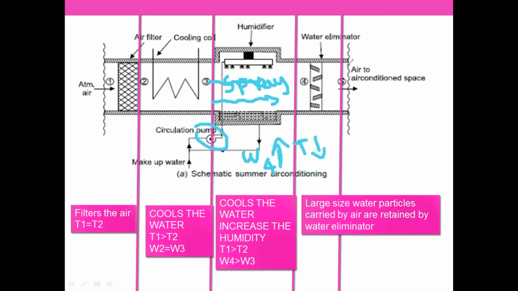The next it will move on to the water eliminator. Some large size water particles carried by the air are retained by this water eliminator. Due to the purification process, there is some probability the air can carry large size water particles. To eliminate this, we have to use the water eliminator. Then it will enter into the air conditioning space. So this is the working structure of the summer air conditioning system.